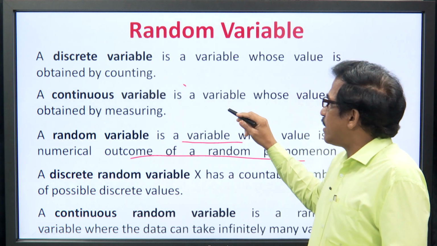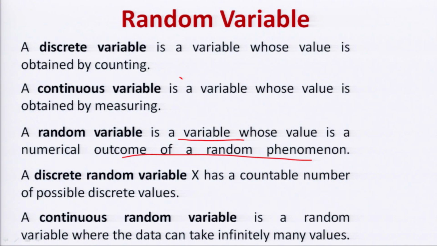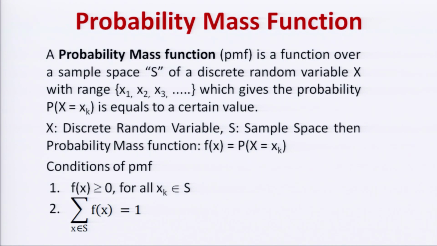What is a continuous variable? When we take the example of a class in which we take the height of a student, height is not a discrete value, it is a continuous value. So, the two types of random variable are: first, the discrete random variable, where X has a countable number of possible discrete values, while the second one is the continuous random variable, a random variable where the data can take infinitely many values. Now, the first topic is probability mass function.